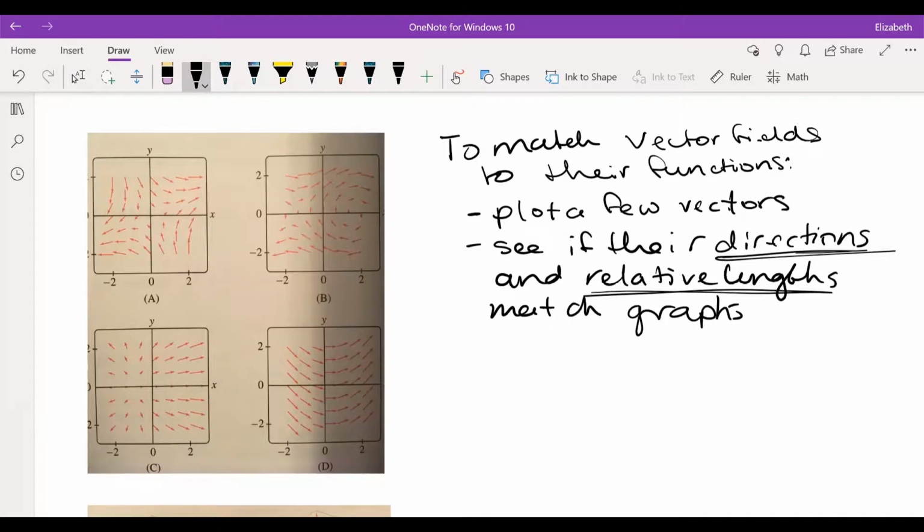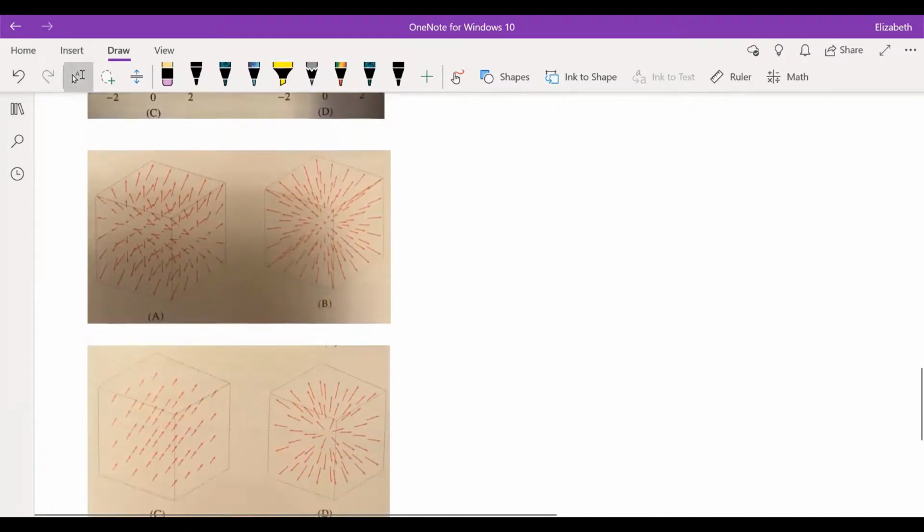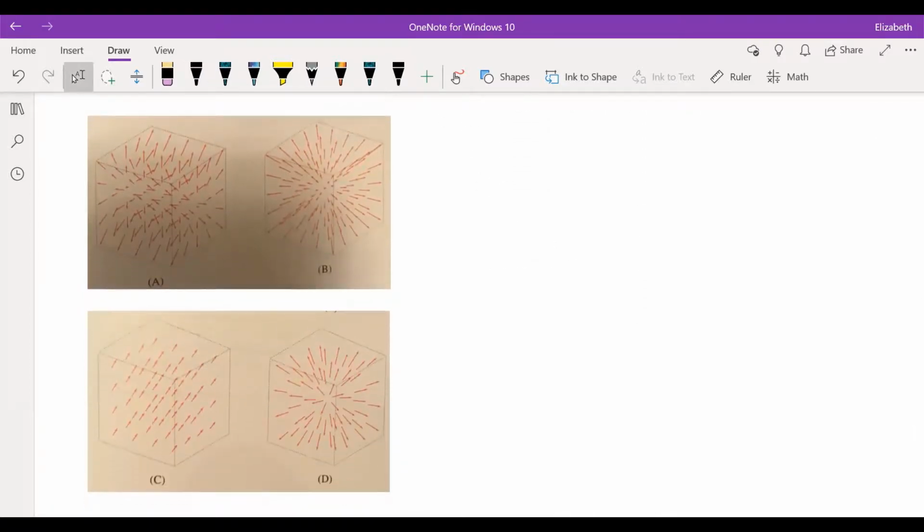So that's kind of the big idea behind making those matches. Now, if we want to look at the 3D case, here's what these graphs look like. And again, they're really quite tricky to draw by hand. So a lot of times the problems that you'll be looking at is that you've been handed a vector field function, and then you're asked to match it to its picture.